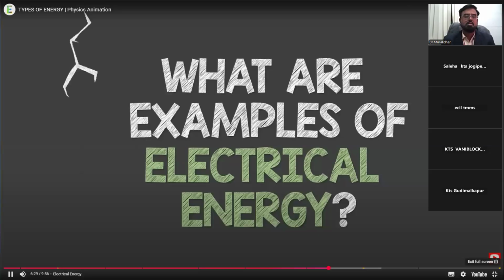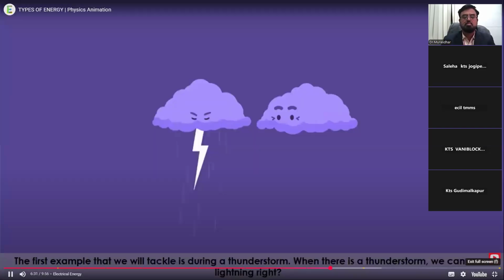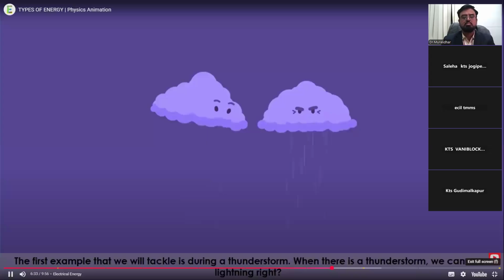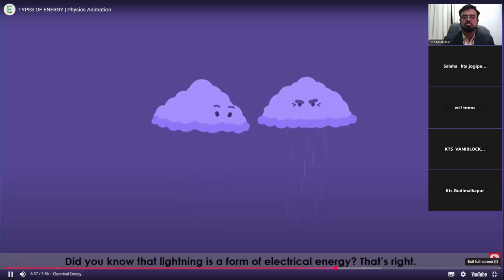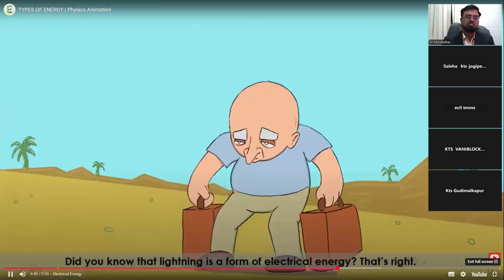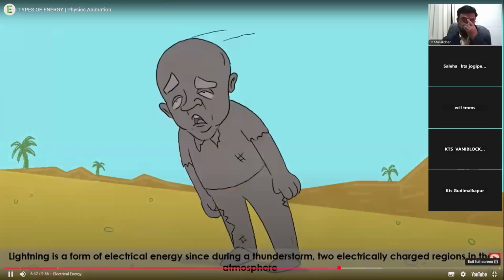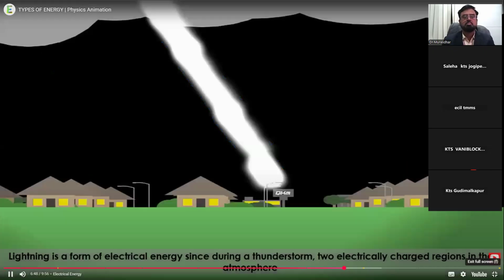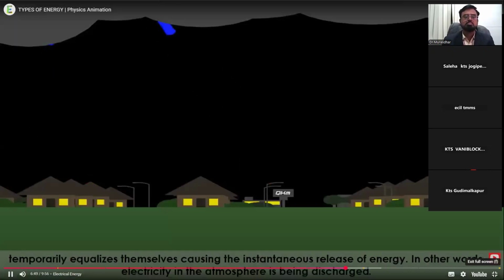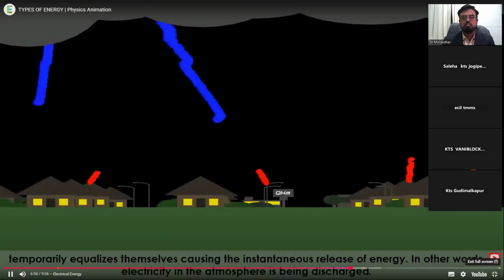The first example that we will tackle is a thunderstorm. When there is a thunderstorm, we can see lightning, right? Did you know that lightning is a form of electrical energy? That's right. Lightning is a form of electrical energy since during a thunderstorm, two electrically charged regions in the atmosphere temporarily equalize themselves, causing the instantaneous release of energy. In other words, electricity in the atmosphere is being discharged.